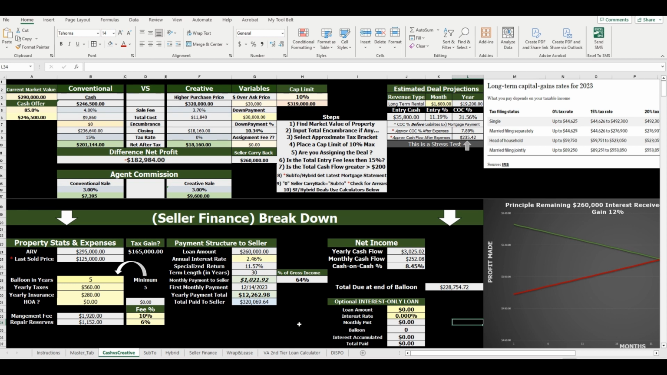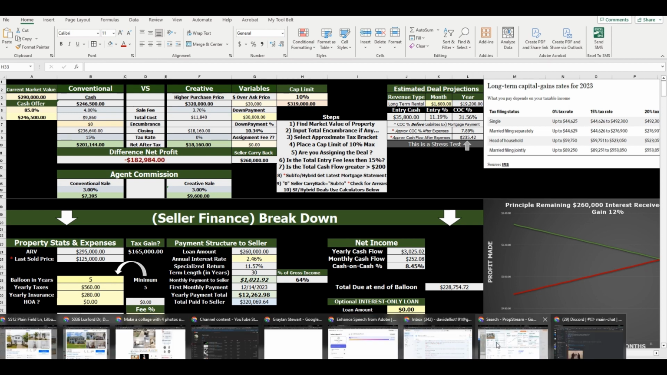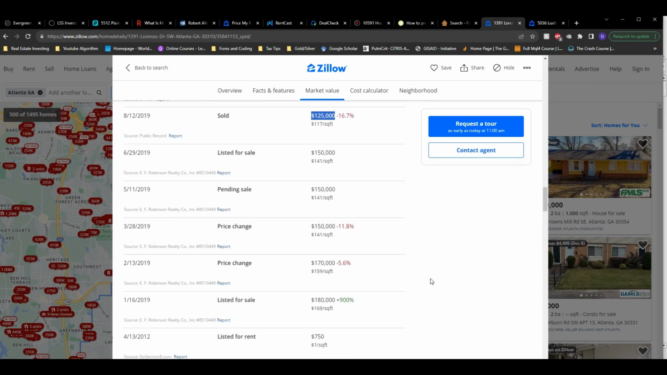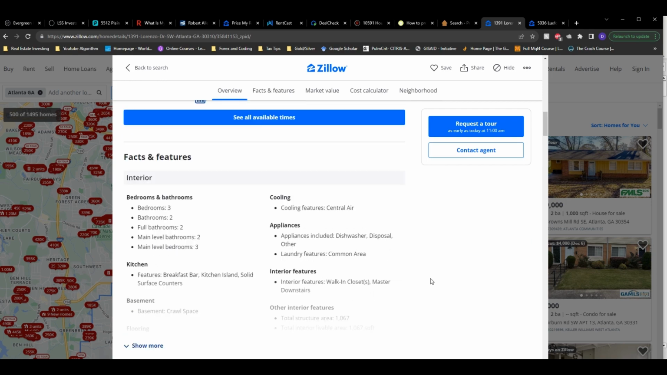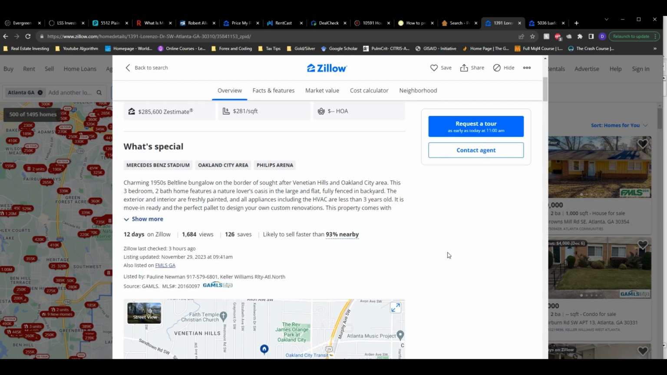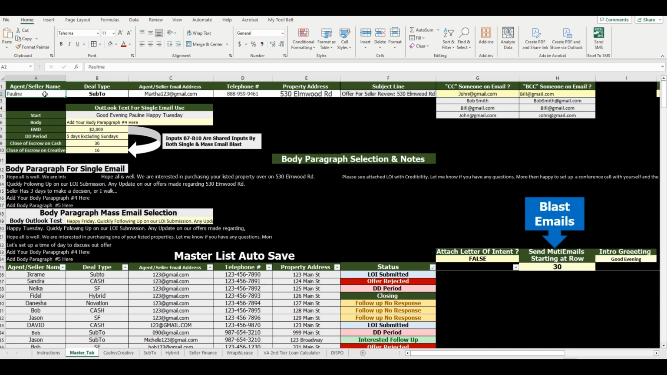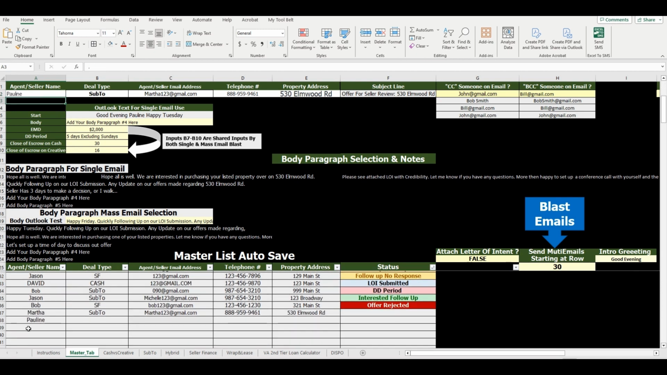So our calculations are pretty much done, where these are numbers that we can send out on our LOI to the seller. So let's go back to our Zillow listing, and we are going to enter these details into our master tab like we were doing before. We see the listing's name is Pauline. I'm going to copy that and go into our master tab. It's going to then auto update into row 38.